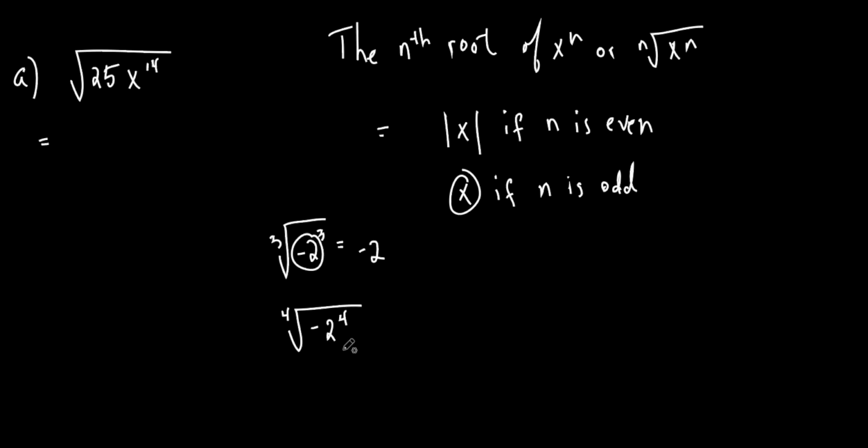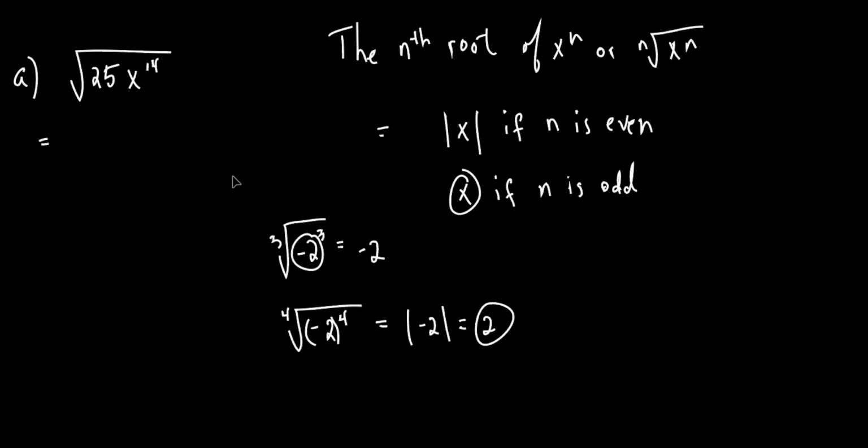Okay, so what if I had this? So this is even, isn't it? So I can't just say it's negative 2. That's incorrect. It's the absolute value of negative 2, which is just a 2. And we would get that if we multiplied that out, right? Because negative 2 to the fourth would be positive 16. The fourth root of 16 would be positive 2. So that's what that thing right there is telling you.